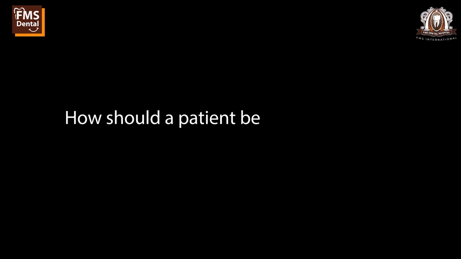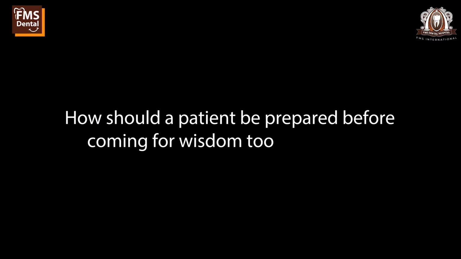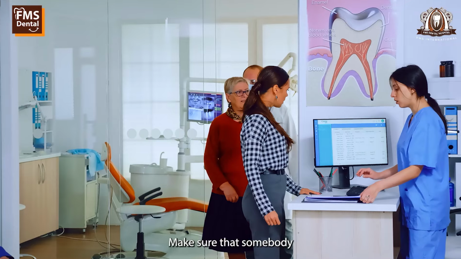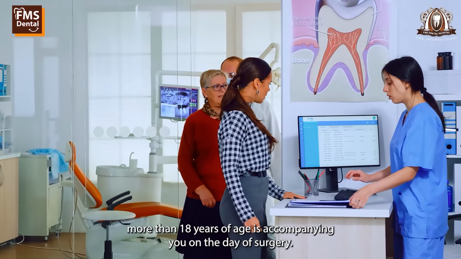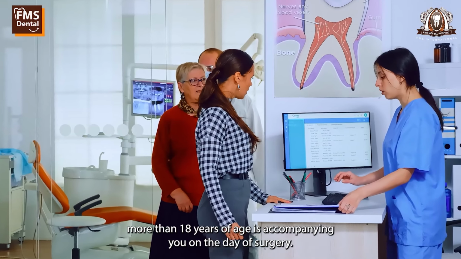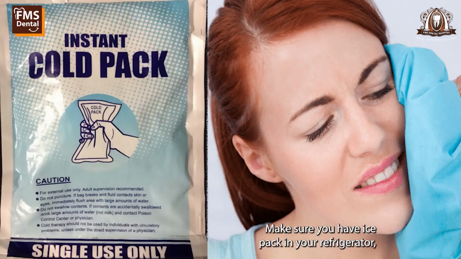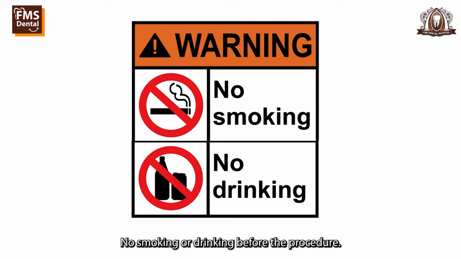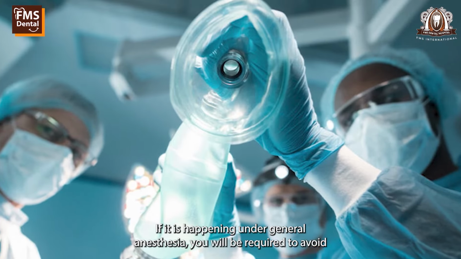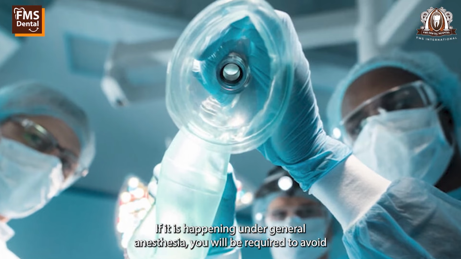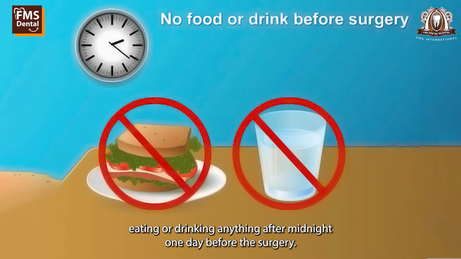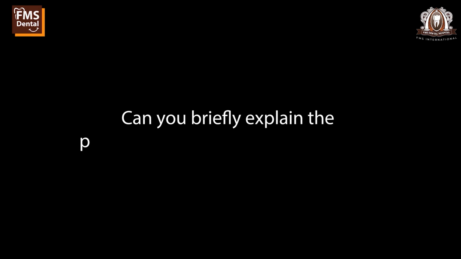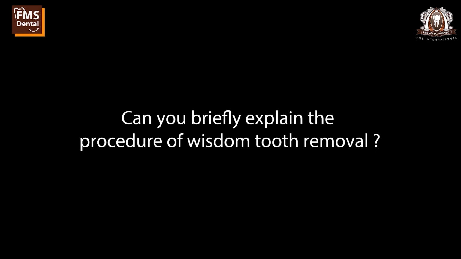How should a patient be prepared before coming for wisdom tooth removal? Make sure that somebody more than 18 years of age is accompanying you on the day of surgery. Make sure you have an ice pack in your refrigerator for application once you come back. No smoking or drinking before the procedure. If it is happening under general anesthesia, you will be required to avoid eating or drinking anything after midnight one day before the surgery.